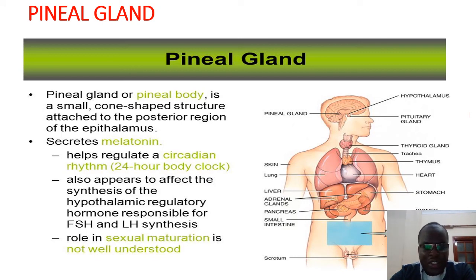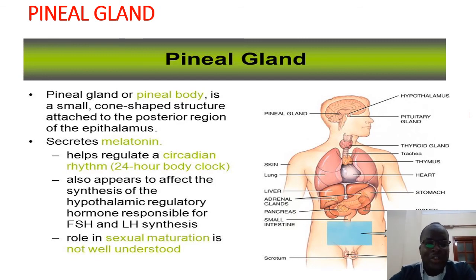It's secreting melatonin that helps regulate circadian rhythm, the 24-hour body clock. So you're able to tell the time of the day because of the melatonin that is being produced. It also appears to affect the production of the hypothalamic regulatory hormone responsible for follicle-stimulating hormone and luteinizing hormone. This regulatory hormone is called gonadotropin-releasing hormone, produced by the hypothalamus. So the production of gonadotropin-releasing hormone is affected by melatonin.